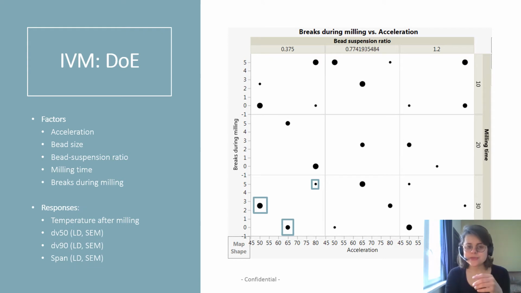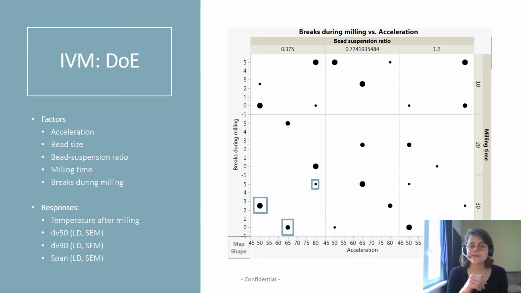The responses that we're going to investigate include the temperature after milling. We saw in early experiments that IVN can probably produce nano and micro suspensions, but that the vials became really hot. Of course, we want to reduce the temperature that is generated.